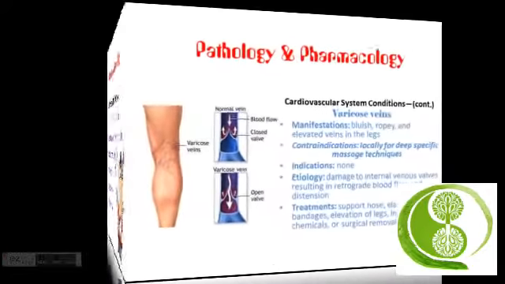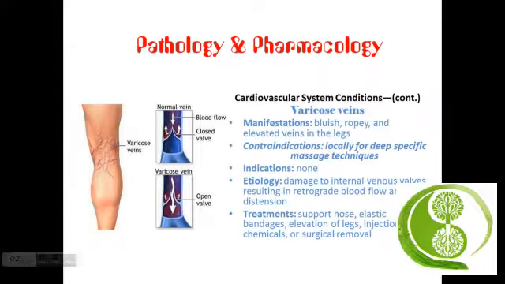Okay, the next one we have is varicose veins. Varicose veins are manifested by bluish, ropey, and elevated veins in the legs. It is a local contraindication for deep specific massage techniques, and if they're bad enough, I don't even do light techniques over varicose veins. You're at risk of sending a blood clot. There are no indications for massage. You definitely never do any deep work. I say don't do massage over varicose veins unless it's like the weight of a nickel or less.